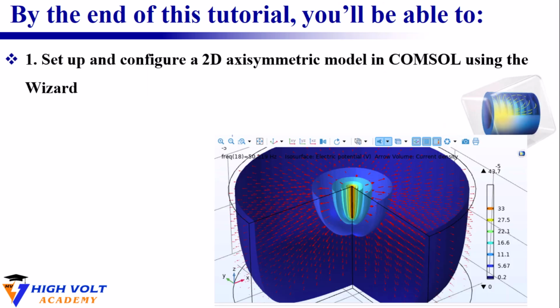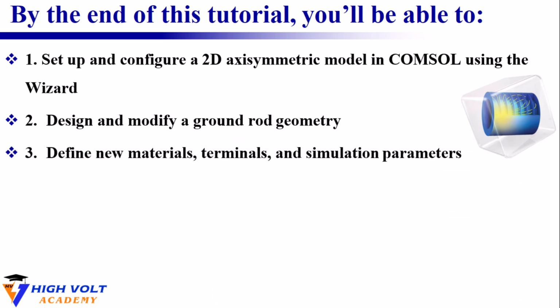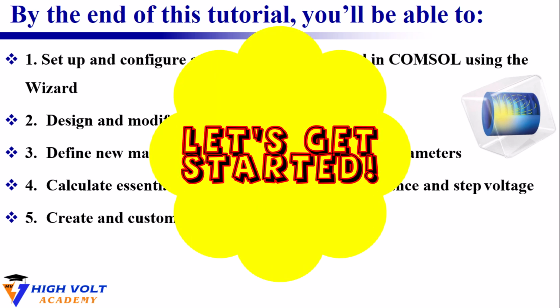By the end of this tutorial, you will be able to set up and configure a 2D Axisymmetric model in COMSOL using the Wizard, design and modify a grounding rod geometry, define new materials, terminals and simulation parameters, calculate essential parameters like system impedance and step voltage, and create and customize advanced plots. Let's get started.